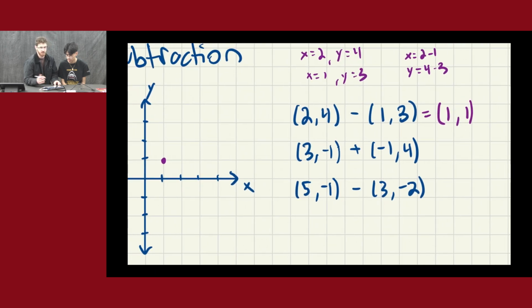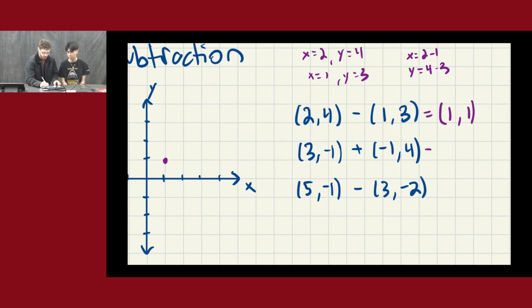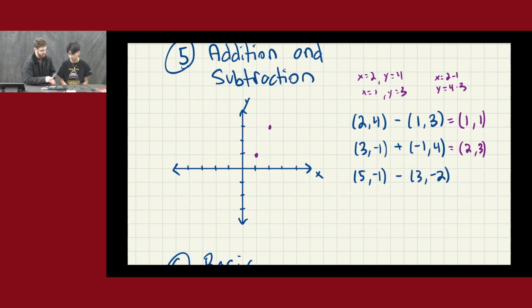For this second example, it's addition, but the same thing. You add up the first number of each ordered pair. 3 and negative 1 makes 2. Then the second, negative 1 and 4 makes 3. And then you plot it right there. Now why don't you give the third one a try?